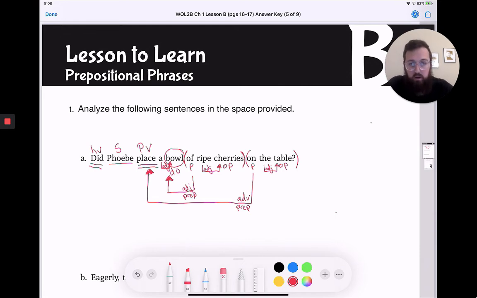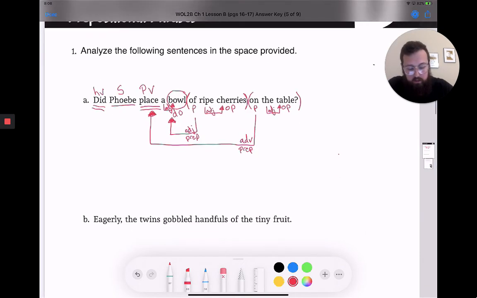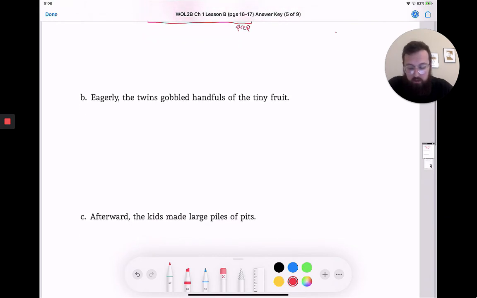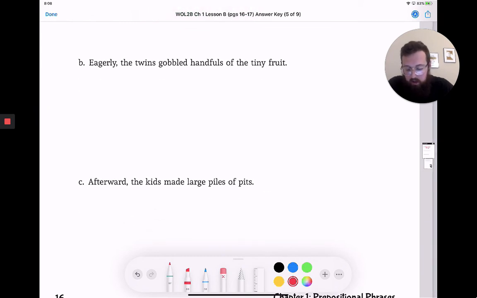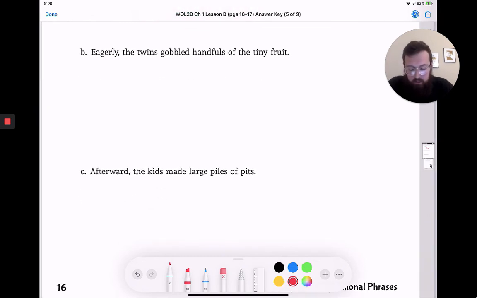The next two are going to be for you to analyze. So eagerly, the twins gobbled handfuls of the tiny fruit. And see, afterwards, the kids made large piles of pits. So you'll need to identify the prepositional phrases first, then analyze your sentence. Hint for you, there's only one prepositional phrase in this one, and there's only one prepositional phrase in this one.